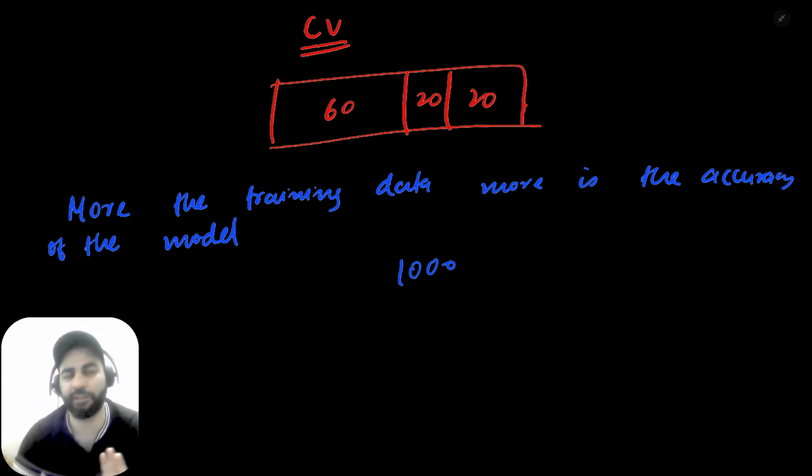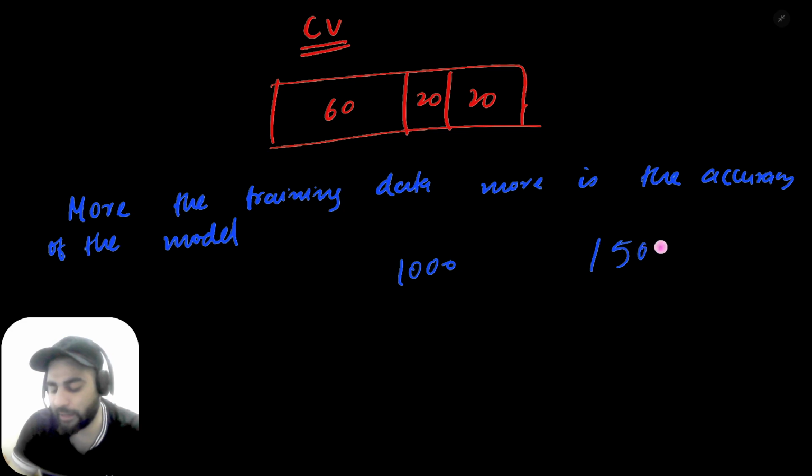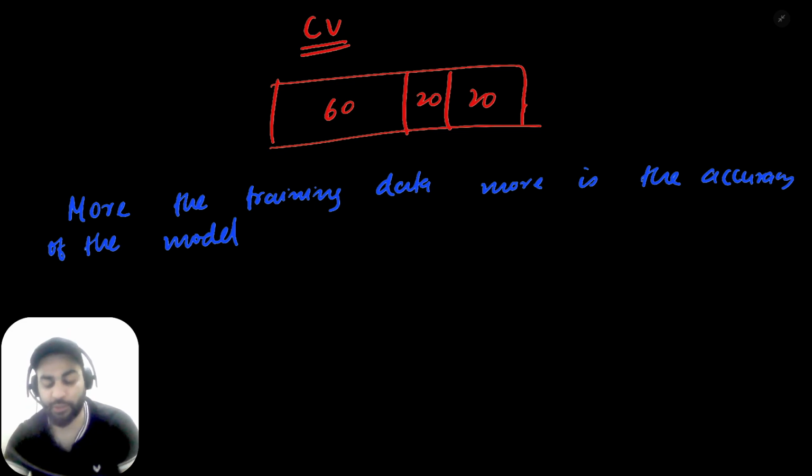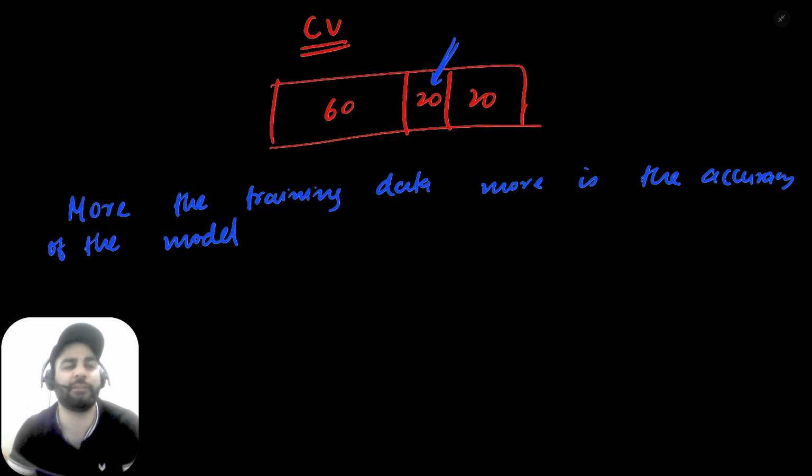So based on these facial features, we'll train a model. Our model will perform better if we have 1,500 people, if we have more variety of the data. Okay, so that's the assumption. What I'm saying is that the more training data we have, the more the accuracy. Here, if you see, we are losing this 20% of the data because we are not using it anywhere in the training phase. We are just using it to set the hyperparameters.